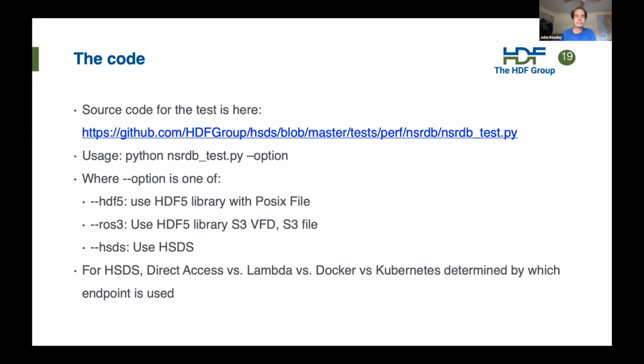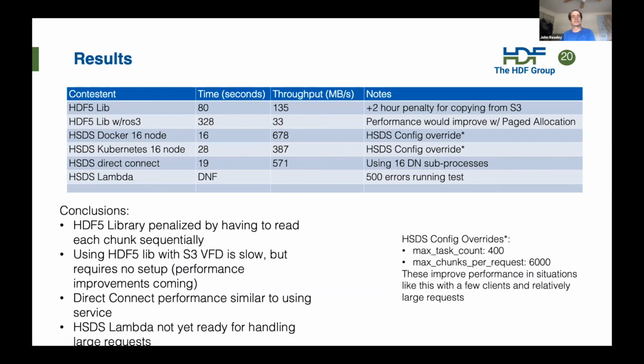And the results. So let's go over this. With the library, it took 80 seconds, which is equivalent to a throughput of 135 megabytes per second. And I won't even dock it for the 2 hours it took to copy the file from S3 to a locally attached disk on the system.